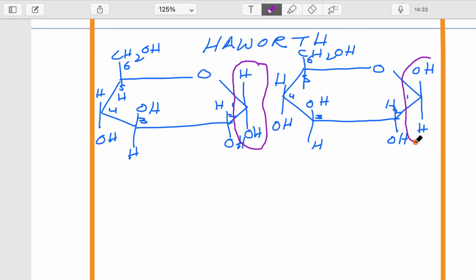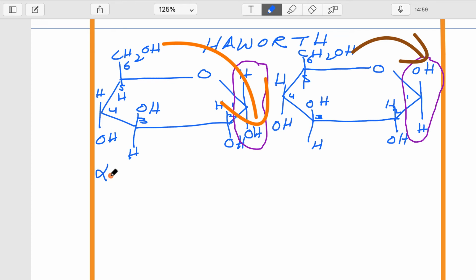Also observe the configuration around this one. This is below the plane of the ring, and this is above the plane of the ring. The distance you can see, it is a far distance, it is a near distance. When you see both in the same plane, CH2OH and OH, here it is not like that. So this one is alpha D glucopyranose. And this we can say is beta D glucopyranose.